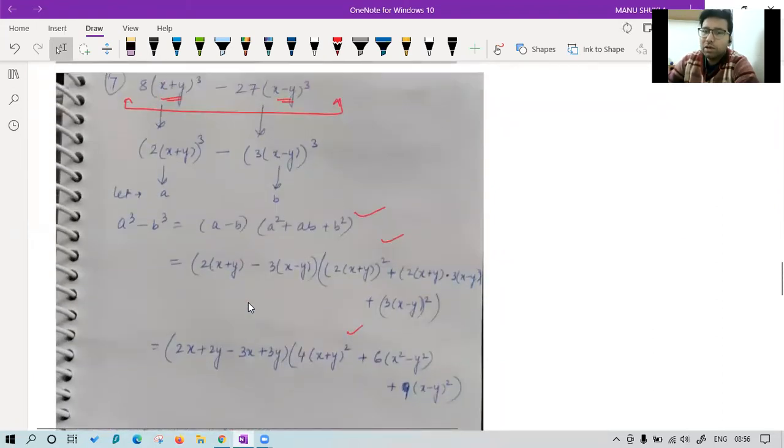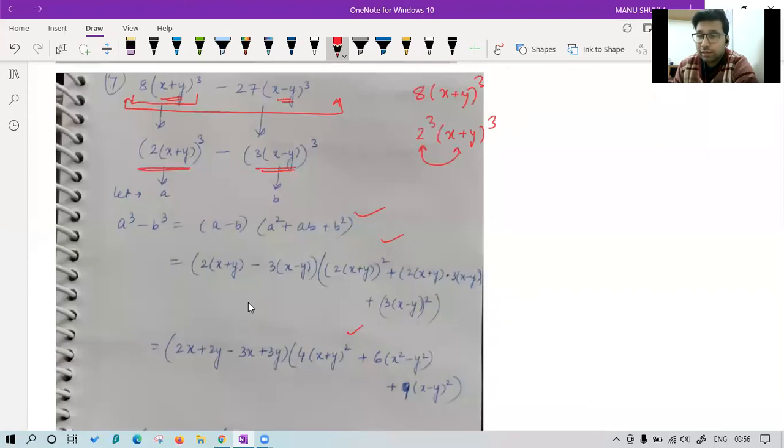But this is only for some steps. After some time, you have to re-substitute the values. Just to make the question simple for you for the starting, you can assume also. If you are comfortable this way, you can go like this also. You can see what I have done is, I have seen this first term, 8 times x plus y whole cube, as 2 cube times x plus y whole cube. And we all know when the power is same, then the bases get multiplied and the power becomes common. So it will be like this, 2 times x plus y whole cube.